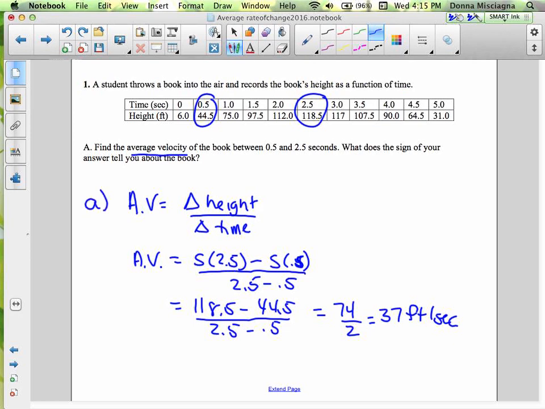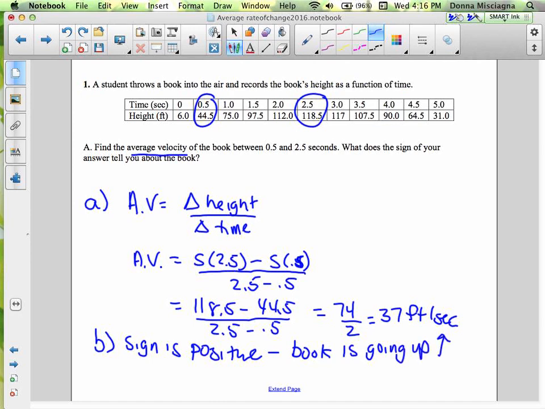But for now, I should be able to find average velocity and the sign. Right, so notice that the sign is positive. What direction was our book going? The book is going up. Right, she threw the book up. Right, so velocity is directional. If I have a positive, I'm going up or to the right, depending on what we're talking about. And if it's negative, it's going down or to the left.